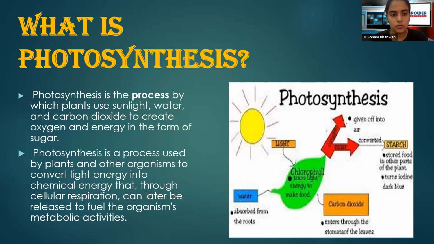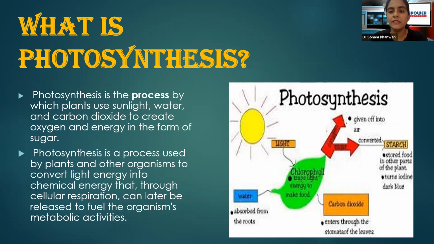Photosynthesis is a process used by plants and other organisms to convert light energy into chemical energy through cellular respiration, which can later be released to fuel the organism's metabolic activities. Correct? Same thing what we exactly discussed. It is converting the light energy into chemical energy. Light energy वो sun का ले रहा है, it is converting it into chemical energy. That chemical energy हम utilize करेंगे.